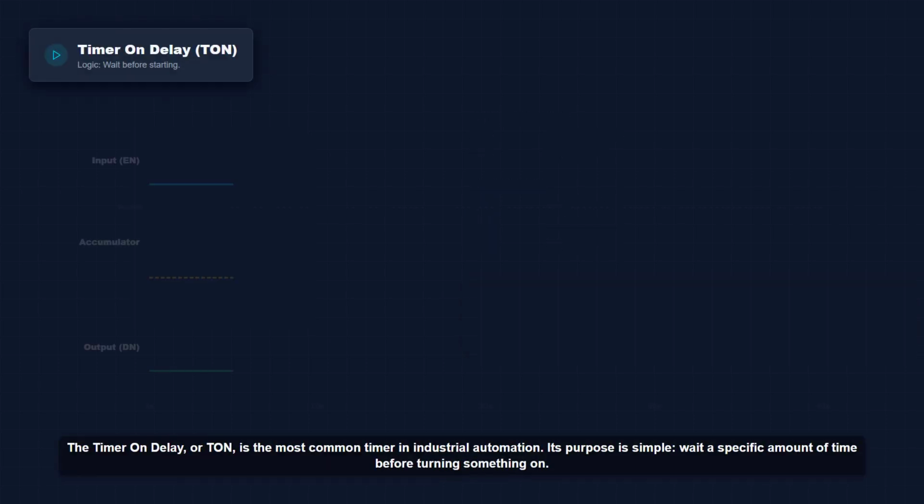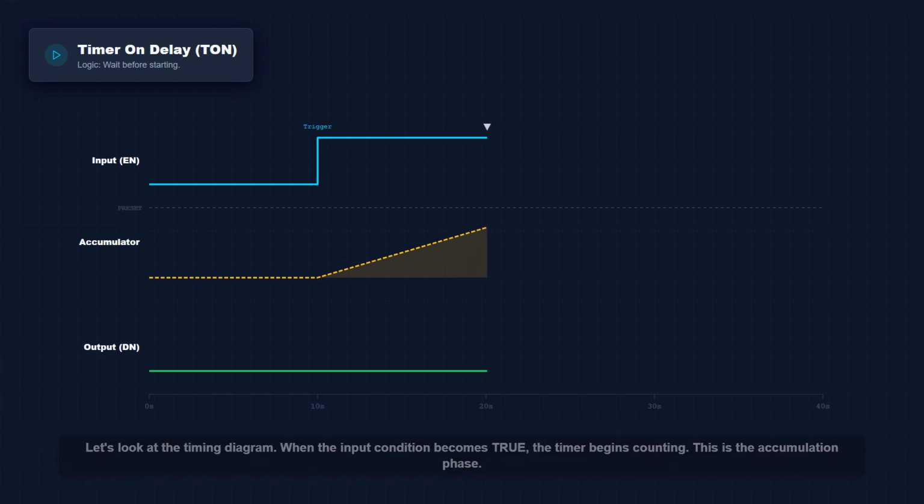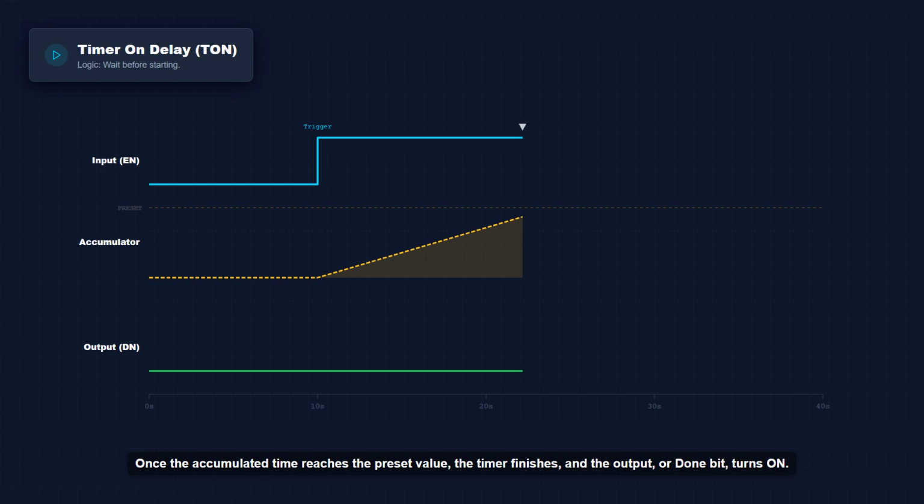The timer on delay, or TON, is the most common timer in industrial automation. Its purpose is simple: wait a specific amount of time before turning something on. Let's look at the timing diagram. When the input condition becomes true, the timer begins counting. This is the accumulation phase. Once the accumulated time reaches the preset value, the timer finishes, and the output, or done bit, turns on.